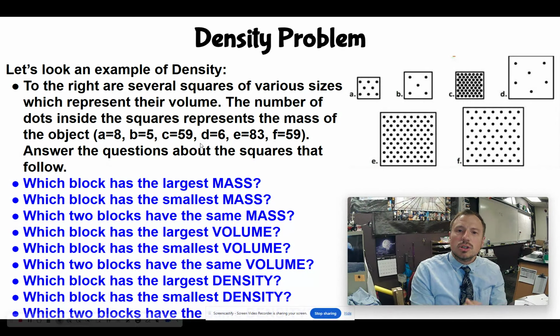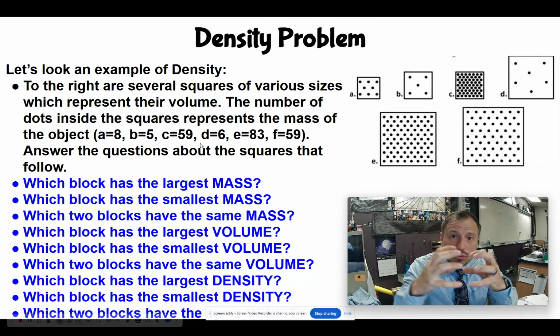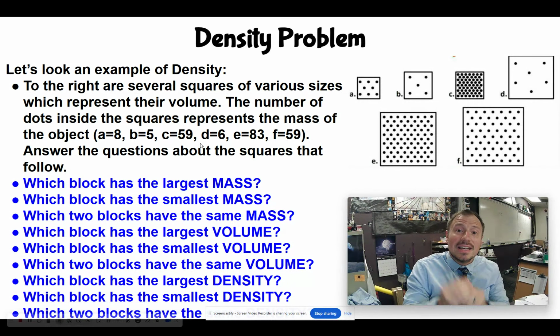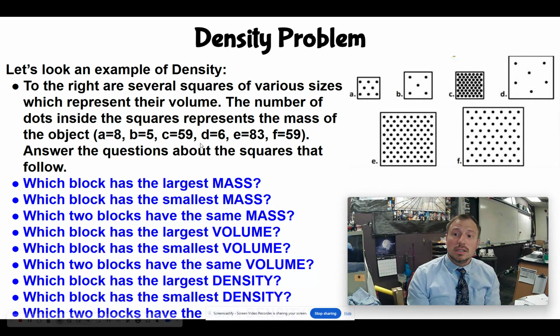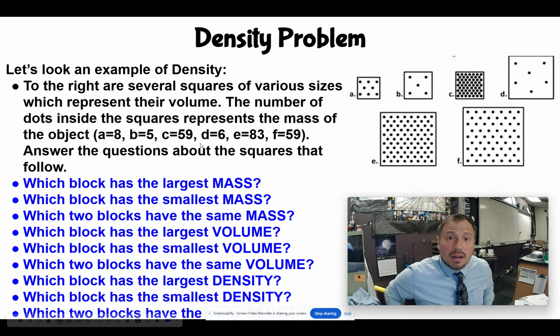Now density, well, that one's just looking at it and saying, how close are those dots? Which one has the largest density? Look at C. Those dots are really, really compact, right? It has the most density, they're the closest together. The one that has the least density is D.